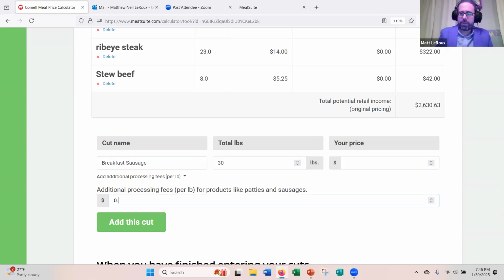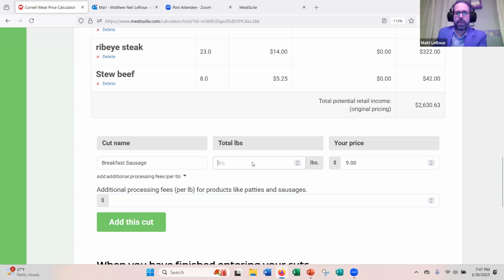So let's say my processor charges me 35 cents a pound to make breakfast sausage. You can add that in here, and I'm going to say that's on 30 pounds of sausage. And then I'm going to put in my current sausage price that I'm selling it to consumers. This way we'll account for the additional processing fees. I'm not going to add that cut. That was just an example for you.